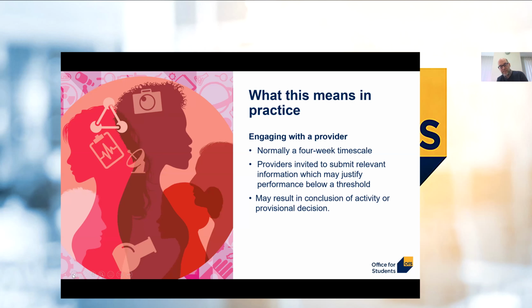And at the end of this stage, we could conclude that, again, you're delivering positive outcomes and that performance is justified, and that we're going to take no further action. Again, we would write to you and confirm that and give details of what we intend to publish. Or we can move on to the next stage, which is the first of the formal stages.